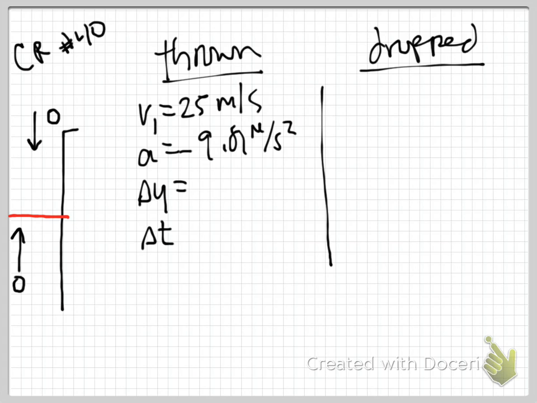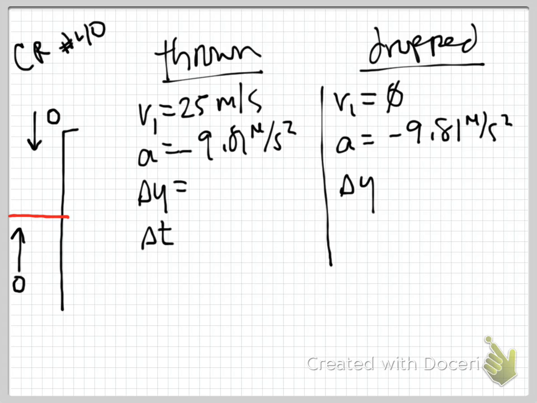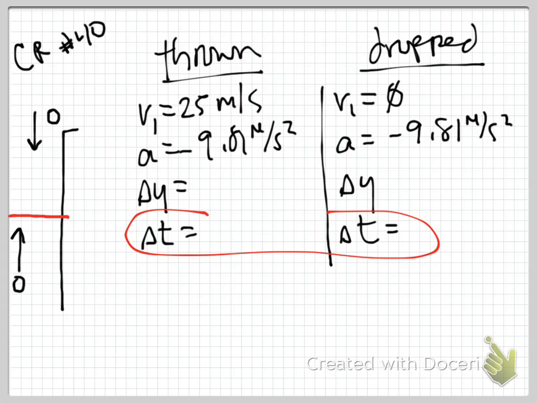For the dropped object, I have a VI. What is it? 0. That's really important. So I have an acceleration. It's the same as for the other one, negative 9.81 meters per second squared. And I'm thinking about where this object is in space, so I know I'm going to have to deal with its displacement. And I also know that delta t is going to be the thing that connects these two. In chapter 3, I talk a lot about how time is your bridge, because time is constant.